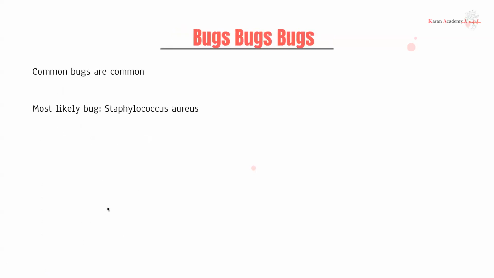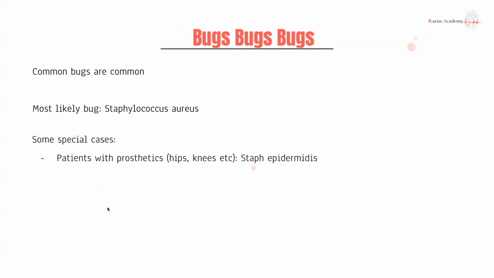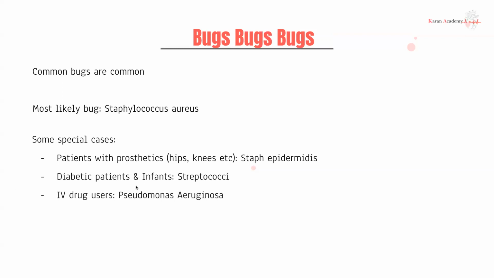Again, most common bugs are common. So Staph aureus is our most common bug. Some special cases that you need to know. If a patient has a prosthetic joint, whether it's a hip, knee, whatever, you need to consider Staph epidermidis. Diabetic patients and infants, streptococcus, and diabetics are a big group for getting osteomyelitis. And then the IV drug users, you need to suspect Pseudomonas aeruginosa as being another cause.